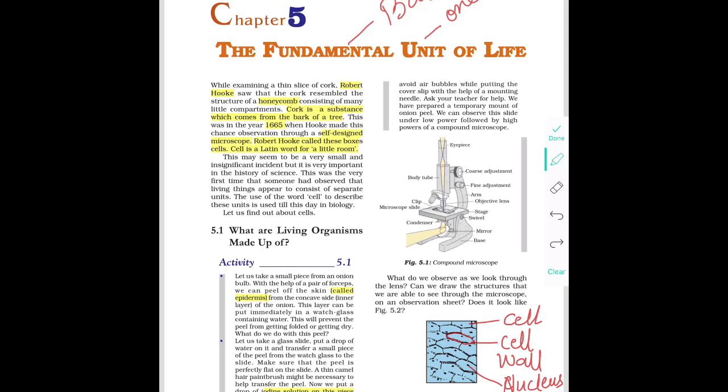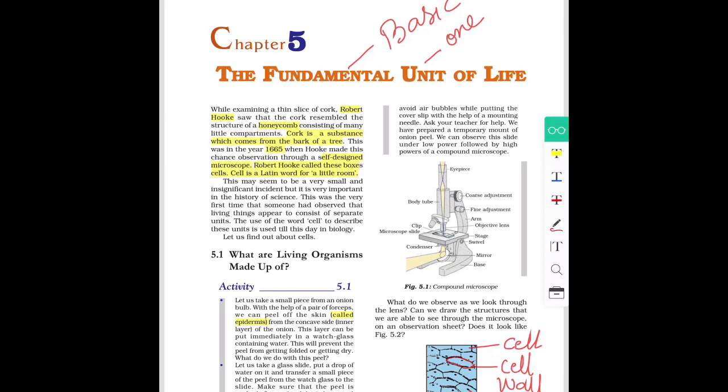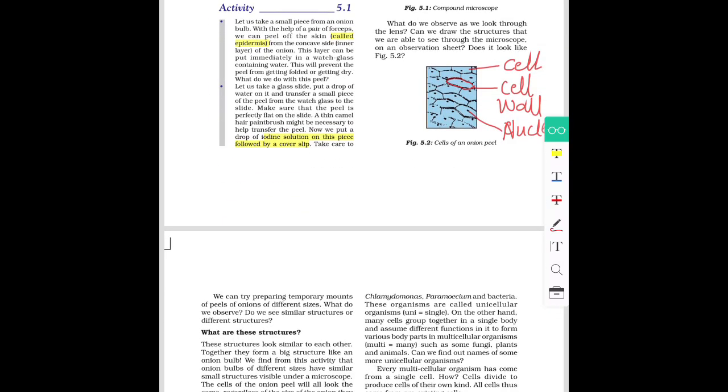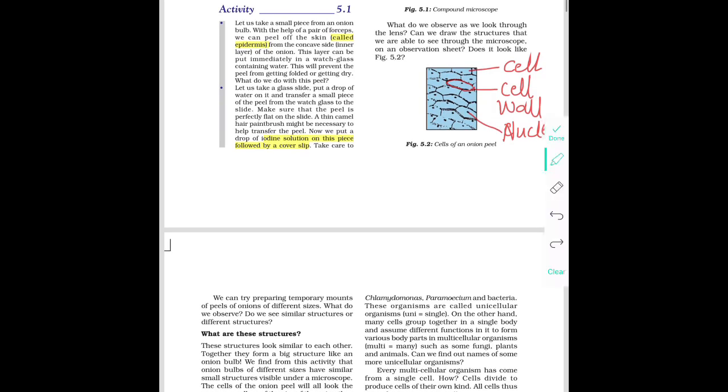So, did you observe a cell under a microscope? We can try preparing a temporary mount of a peel of onion of different sizes. What do you observe? Do we see similar structures or different structures? The answer to this question is here below in the description.